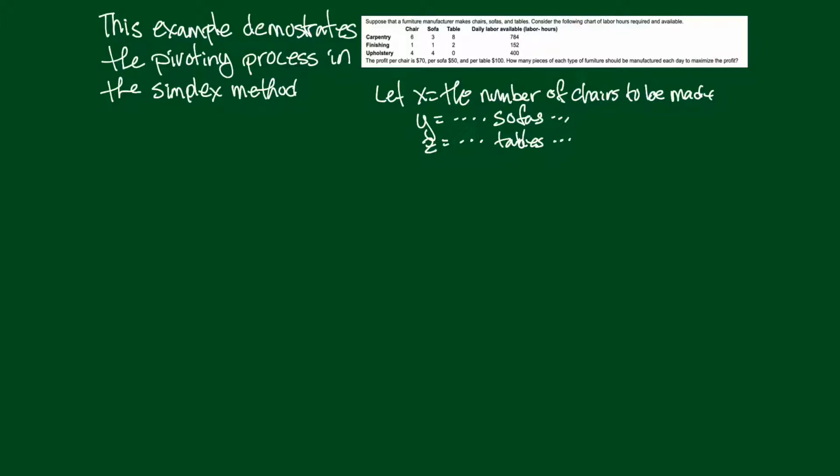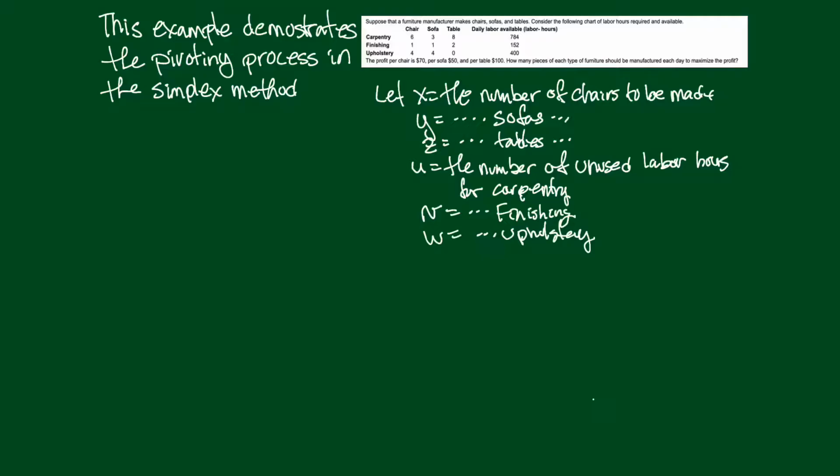We'll start as we usually do by introducing some variables. So let x be the number of chairs that we manufacture each day, y the number of sofas, and z the number of tables. Now we're also going to introduce our slack variables. So we'll let u equal the number of unused labor hours for carpentry, right? We have 784 available. Doesn't mean we have to use all of them. There may be some that are unused. And then we'll let v be the number of unused hours for finishing, and w the number of unused hours of labor for upholstery.